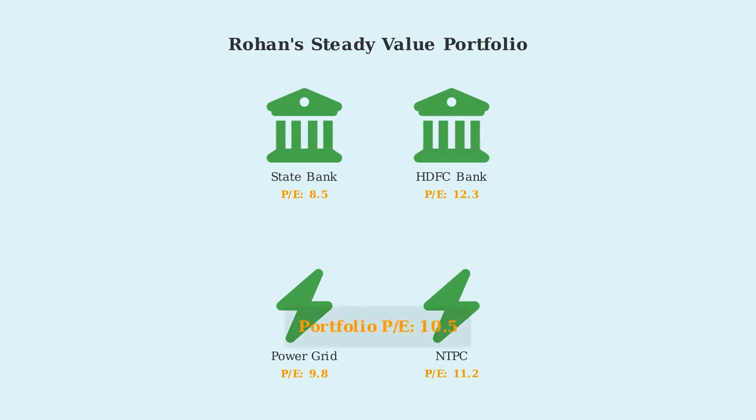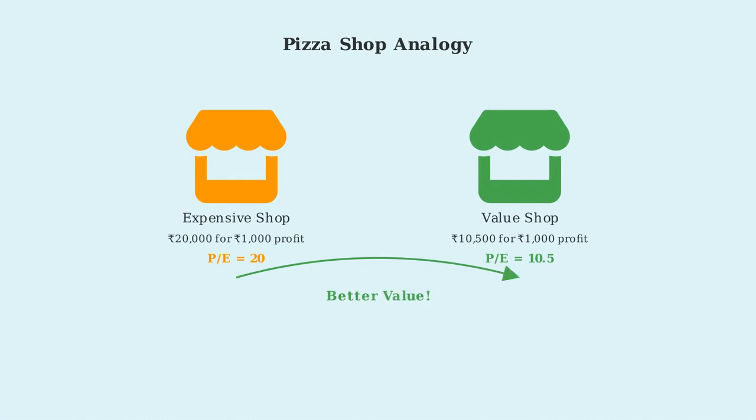When we calculate the weighted average PE ratio of Rohan's portfolio, we get approximately 10.5. This is significantly lower than the market average of around 20 to 25. Remember our pizza shop analogy? Rohan's low PE stocks are like the cheaper pizza shop that offers the same quality at a better price. You're paying less for each rupee of earnings.